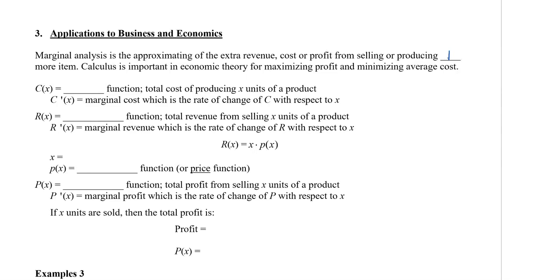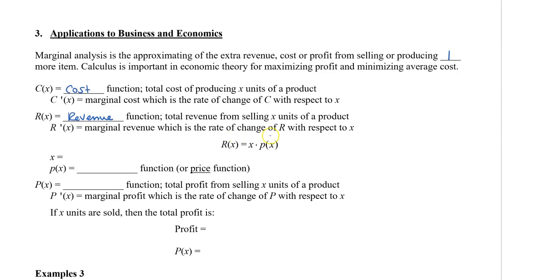Now let me identify some functions for you. The letter C, C of x, stands for our cost. So that's called our cost function. It is the total cost of producing x units of a product. And when we take the derivative of cost, it is called the marginal cost, which is the rate of change of C with respect to x. R of x is called our revenue function.